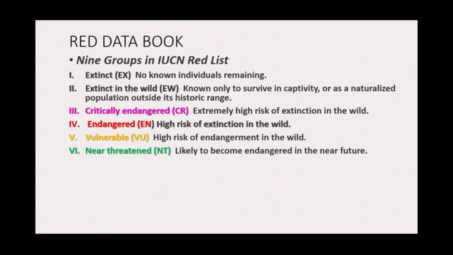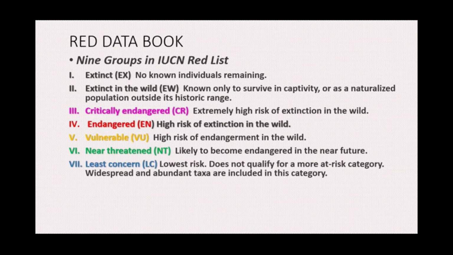The next is the near threatened group. Now this group includes all those plant and animal species which may become endangered in the near future. The seventh group is the least concern group. Means these plants and animals are at lowest risk. They do not qualify for a more at-risk category, and they are widespread and abundant taxa available on planet Earth.